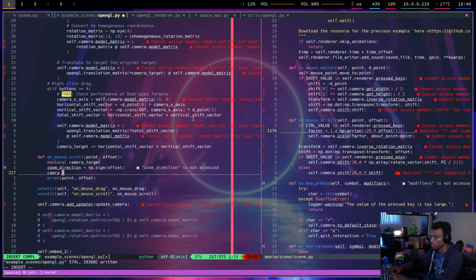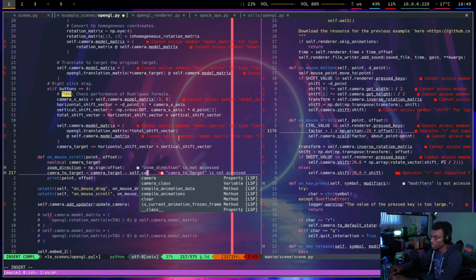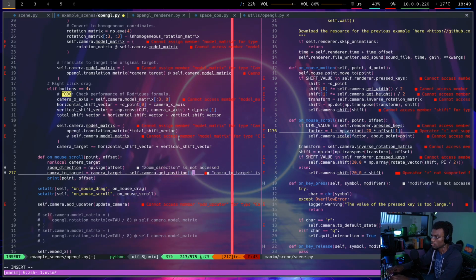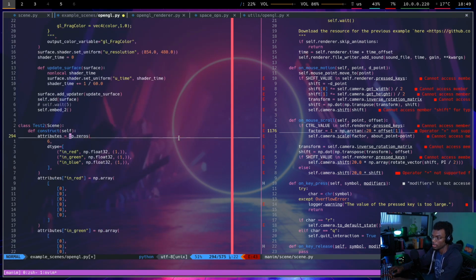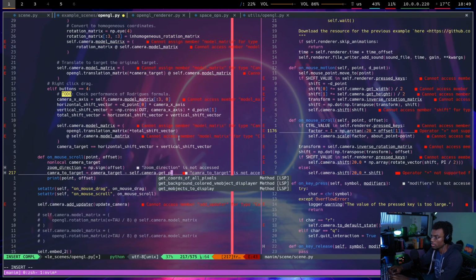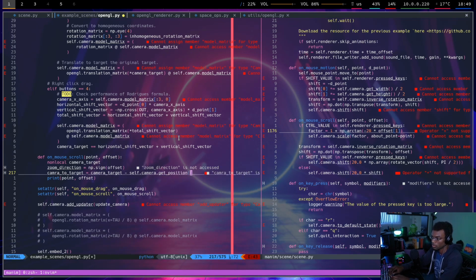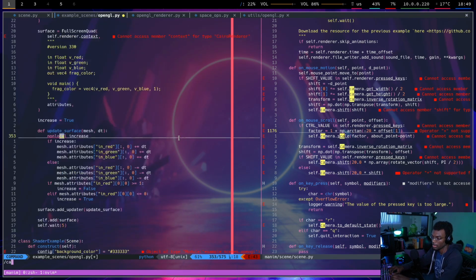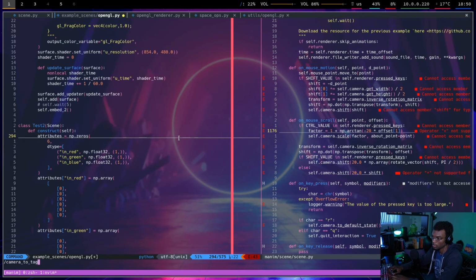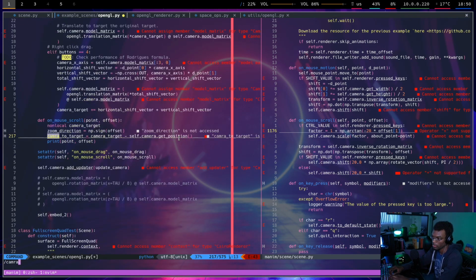So I need camera to target. This is T minus C. Self.camera.get_position. Camera to target. No, I did it. Self.camera.get_position. Camera to target. No, I did it again. Camera. There we go.